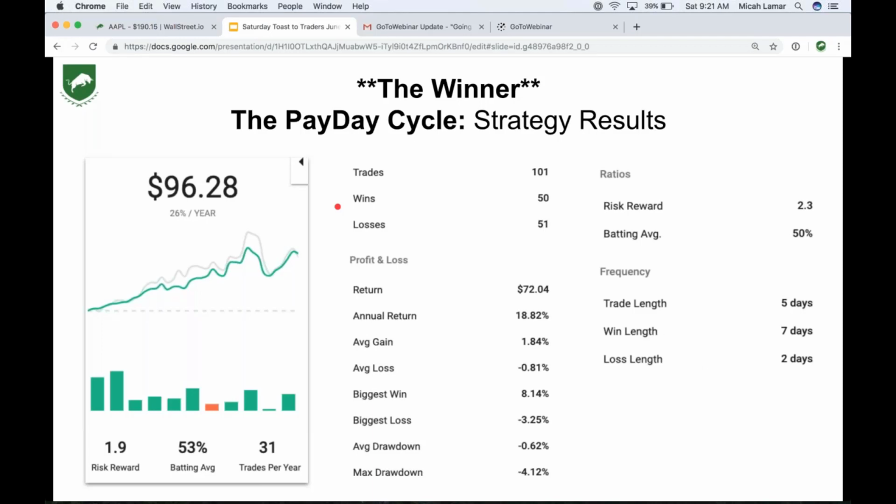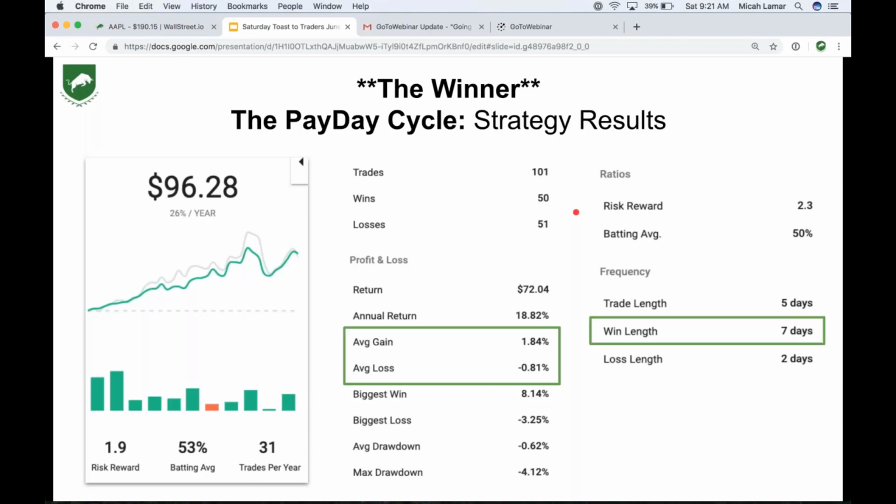So let's talk about the results here for a moment. What's cool about the payday cycle strategy is the average loss is lower than any of the strategies we talked about today. It's under 1%, which makes the risk really slim. The average gain is almost 2%. So again, with a $200 stock, you're looking at about a $2 to $5 move.